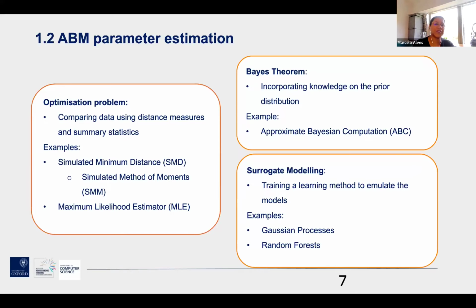And then there is surrogate modeling, which is using machine learning or a learning algorithm to emulate the model, to emulate the ABM. So imagine that we have an ABM that would take half a day or one day to run if we are dealing with the economy, and if we are dealing with a model where we represent agents.